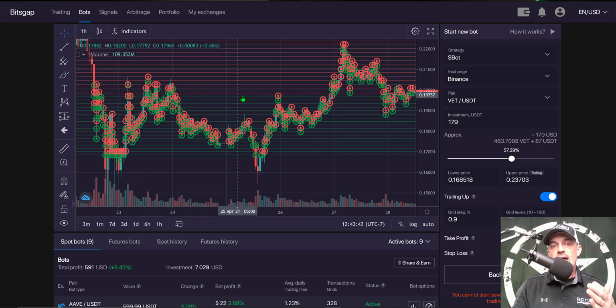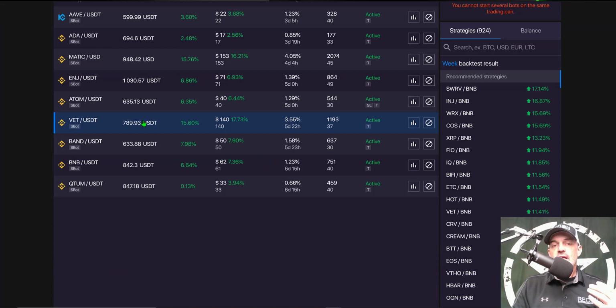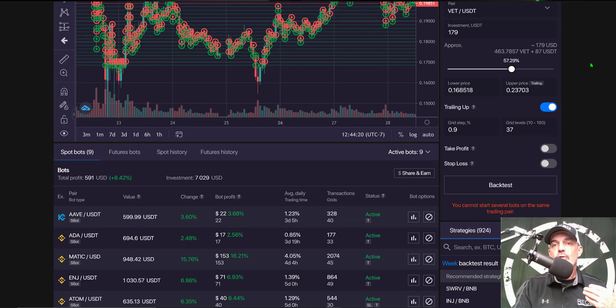In this case, VET, over the last 6 days, had several opportunities to buy dips and sell rips up, as you can see as it chopped along in this grid. And VET USDT has produced around a 16% profit for me, or $140 on my $800 investment. So that bot, in my opinion, would be winning the battle for me.